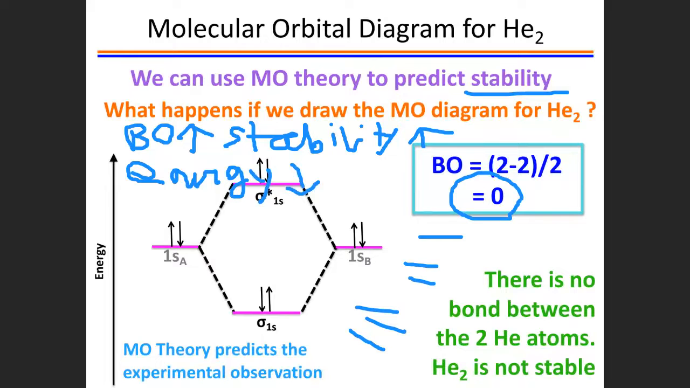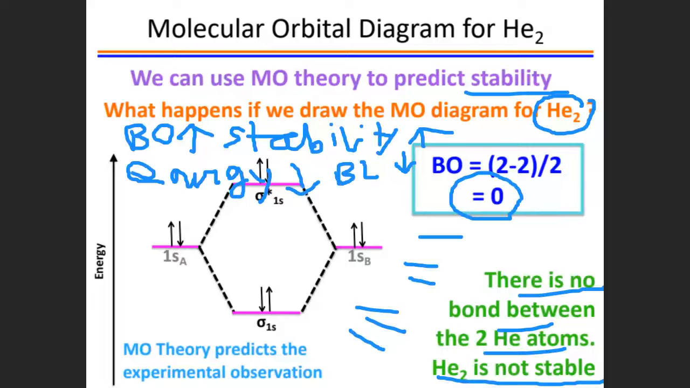Energy decrease and bond length decrease. Here they are talking about the same, but here with helium, He2. In the case of helium, there is no bond between the two helium atoms, and that's why it is not stable. Molecular orbital theory predicts the experimental observation. If you ask, helium also has two electrons, so why not? Because they do the experiment and they find this, and this is their diagram.